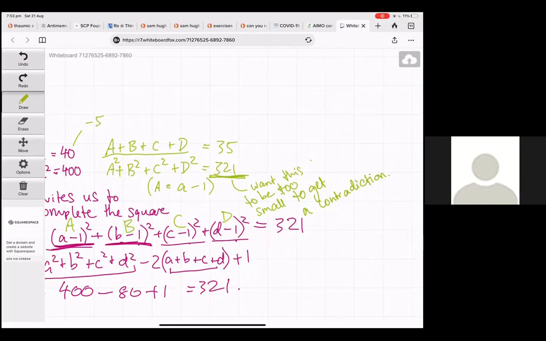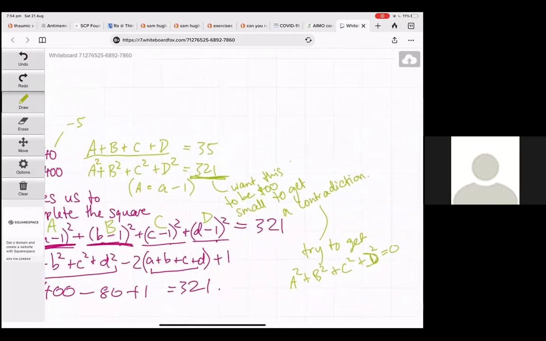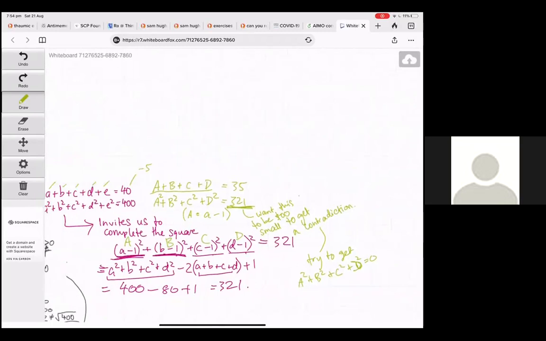So if we want this to be too small and get a contradiction, then we might want to try and make it equal to 0. So try to get a squared plus b squared plus c squared plus d squared equal to 0 or something like that, and then see what the sum is. So if that's going to happen, then let's see how we might get 0.